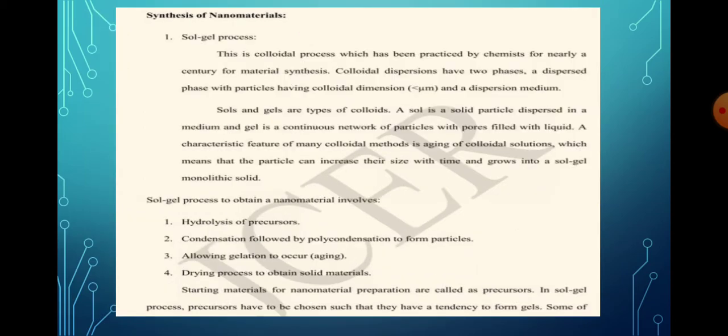Next, synthesis of nanomaterials. Here a synthesis process of these nanomaterials is given, that is the sol-gel process. This is the colloid process, in which particles are chemically prepared for material synthesis. These colloidal dimensions have two phases, one dispersed with particles of colloidal dimensions. So there are solutions and gels.